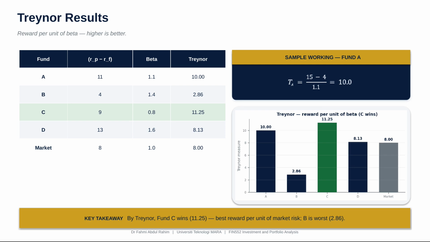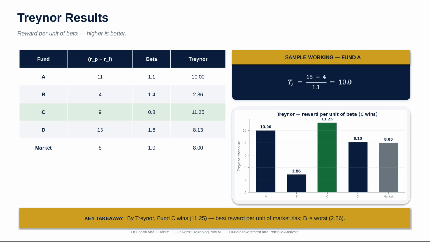For A, 15 minus 4 is 11. For B, 8 minus 4 is 4. For C, 13 minus 4 is 9. For D, 17 minus 4 is 13. And for the market, 12 minus 4 is 8. Now divide each by its beta. The sample working in the box shows Fund A, 11 divided by 1.1 equals 10.0.